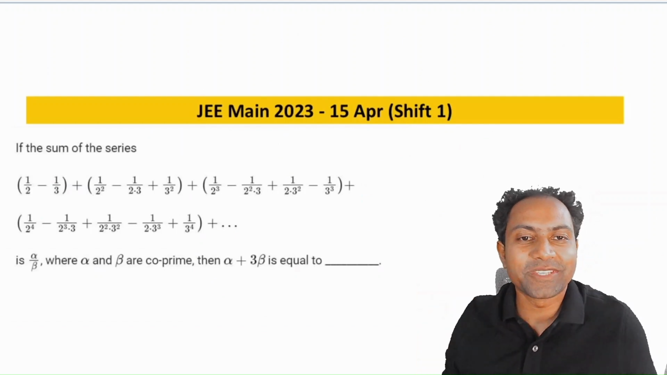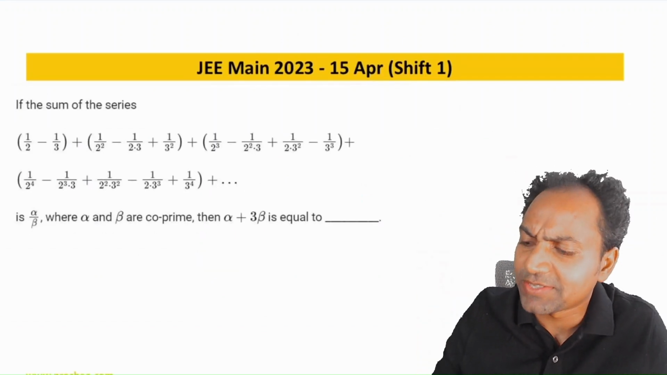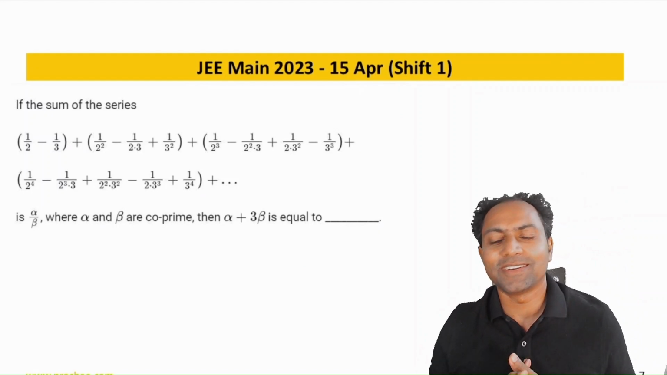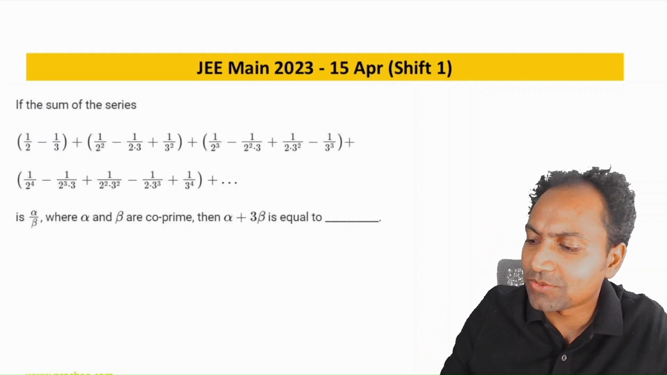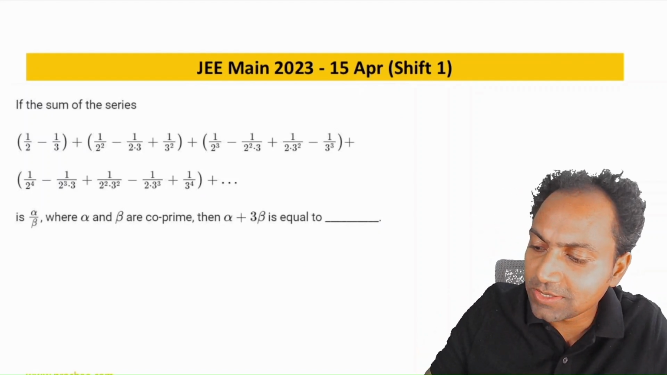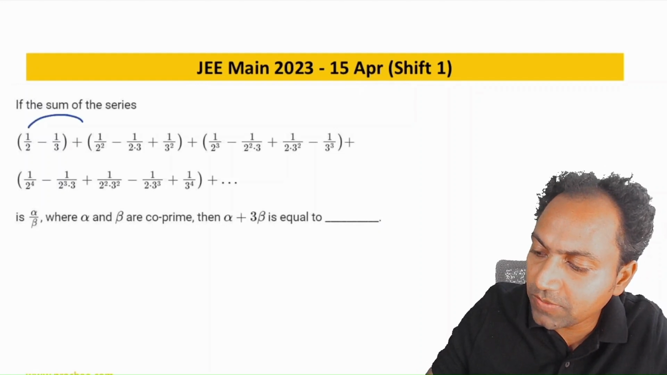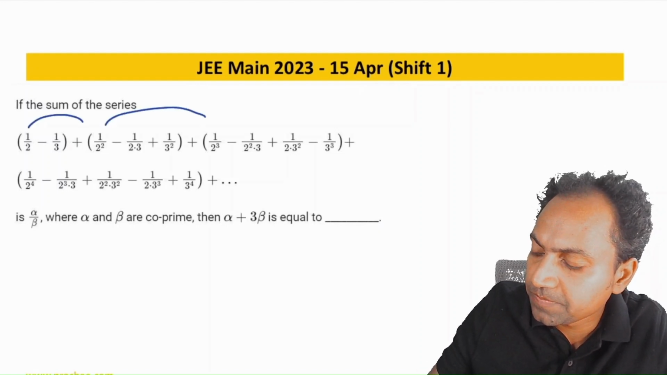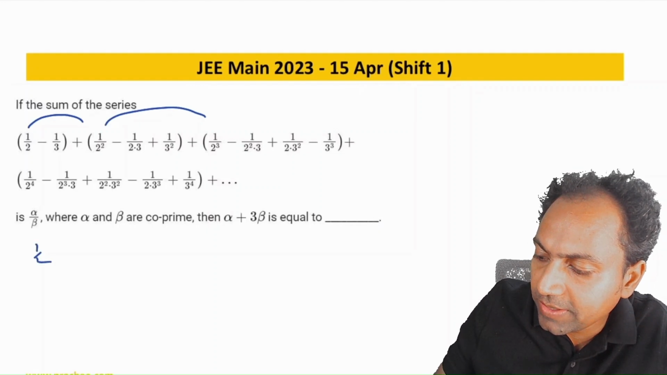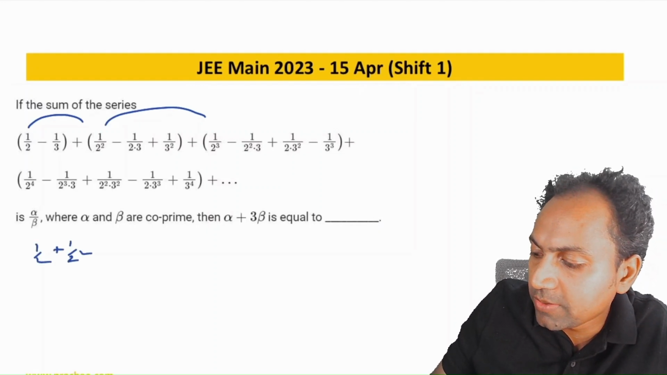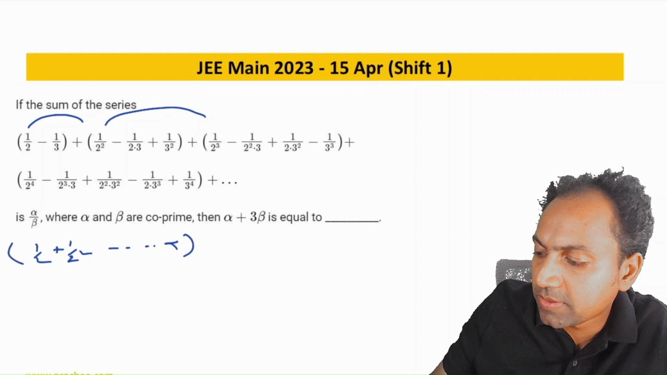Now, let us look into this next question. And this is a very interesting question because of the way it has been presented. So in this question, in order to get the sum of this series, we need to start pairing terms. So if I pair all the first terms together, I get an infinite GP, 1/2, 1/2^2, and this will go up till infinity.